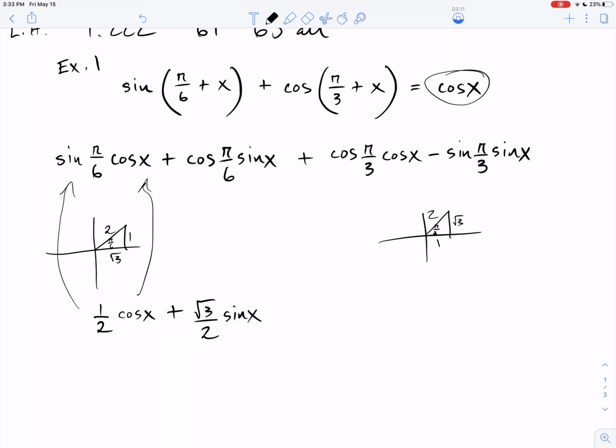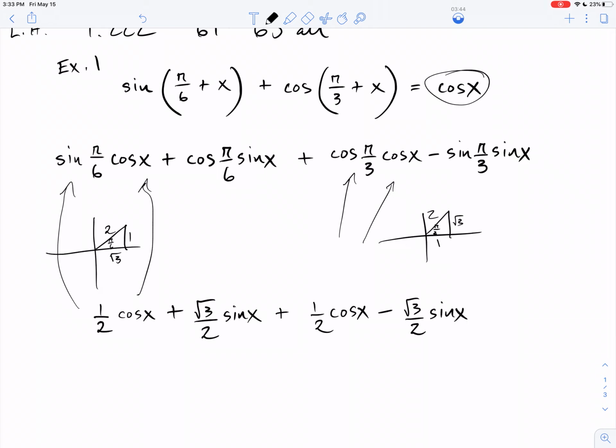Since I expanded the sine out, that's what I got. Plus, now let's go get the other side. So plus, here, I'm going to start working here. What is the cosine of pi over 3? Well, it's just 1/2 times cosine x. Minus, so I'm going to go get sine of pi over 3. The sine of pi over 3 is rad 3 over 2 times sine x.